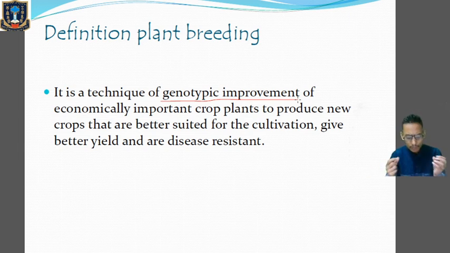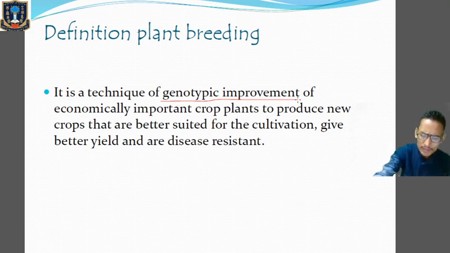By this way, improvement in crop plants is carried out with the help of different types of molecular techniques. We also have plant tissue culture, which we'll learn afterwards. By the help of different techniques, we are trying to improve the genotypic features of the plant, leading to better production, better quality, and disease resistance. Clear? So that's the definition of plant breeding.